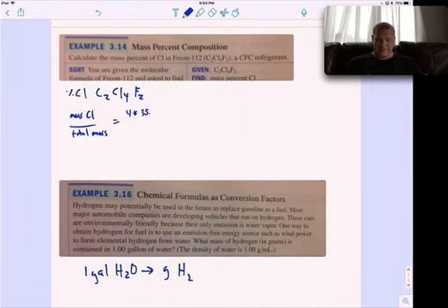Chlorine is 35.45 grams per mole, divided by the total mass of the molecule, which is 2 times 12.01, plus 4 times the chlorine, 35.45, plus the mass of fluorine, 2 times 19. And then times it by 100%. So let me calculate that out for you.